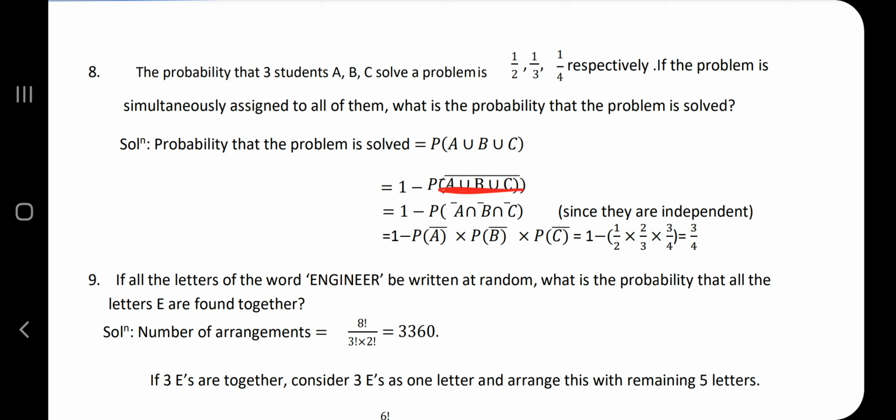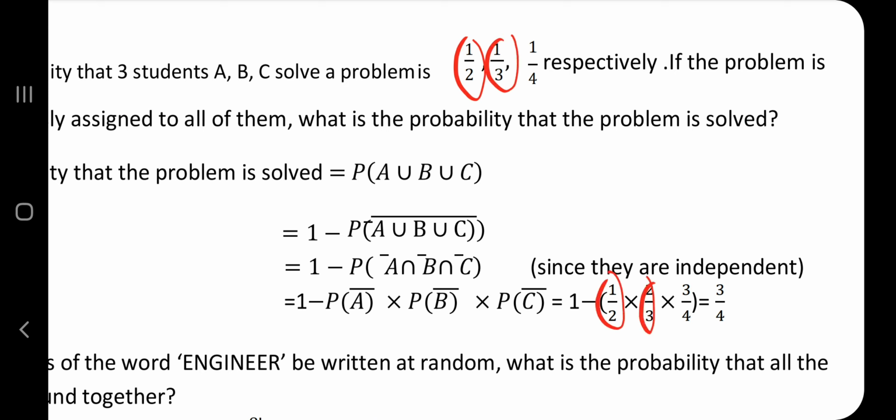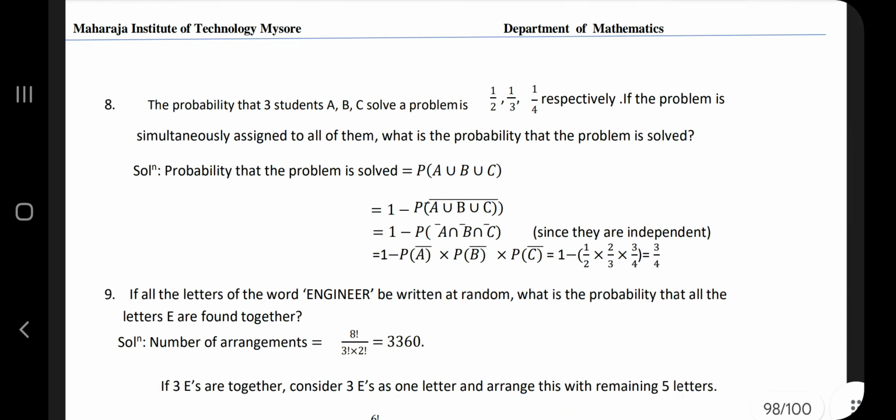So this can also be written as P of A bar intersection B bar intersection C bar. A, B and C are given. A bar, B bar and C bar are not given to us, so we can just calculate them. 1 minus 1 by 2 I'll be writing here. 1 minus 1 by 3 I'll be writing here. 1 minus 1 by 4 I'll be writing here, because the not value is needed, right? I need to calculate the not value. Intersection means multiply, and I'll be subtracting from 1 after multiplication of this. That will give me the answer 3 by 4.